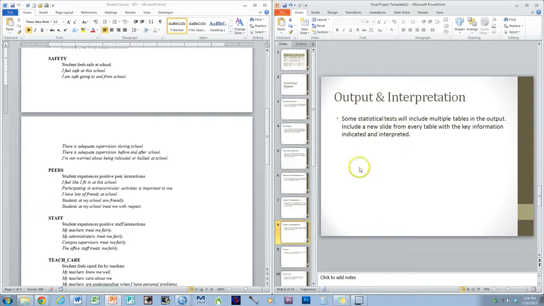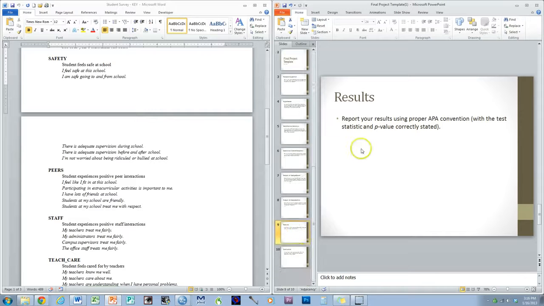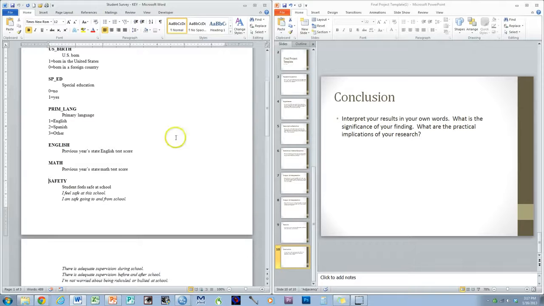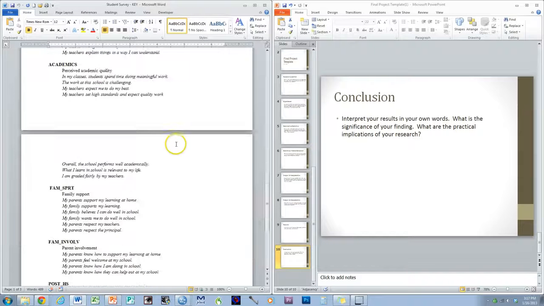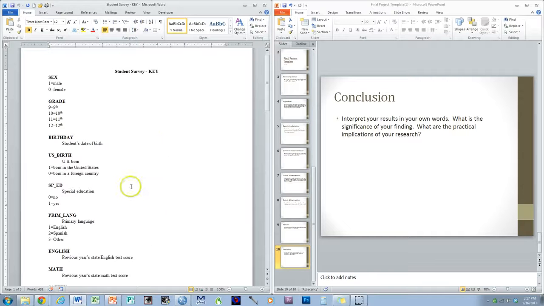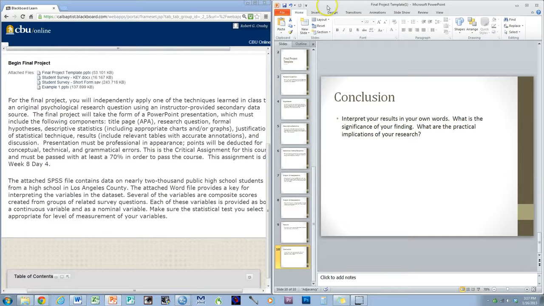Same thing here, you might have more than one, so you might need more slides. The results, so you're going to report the results using the APA convention that we learned in class. Make sure you have that written right, the statistic, the p-value, all that stuff. And then finally in the conclusion or the discussion, interpret your results and give us some implications. So why does this matter, right? Why did you bother to do this study, and what do the results mean? Okay. So you have a lot of combinations you can work with. So be creative, think about it, create a theory for your study, and then go ahead and run that.